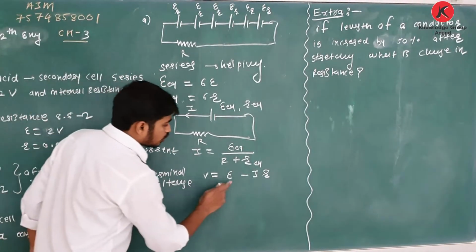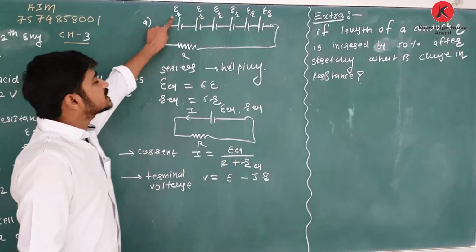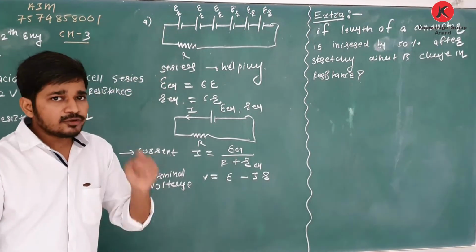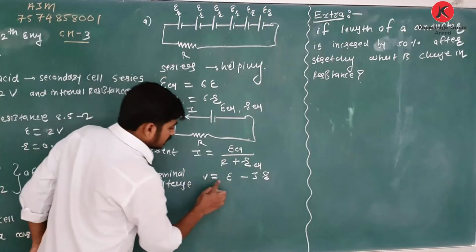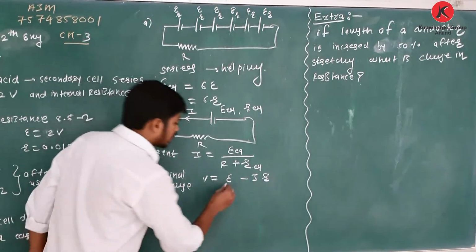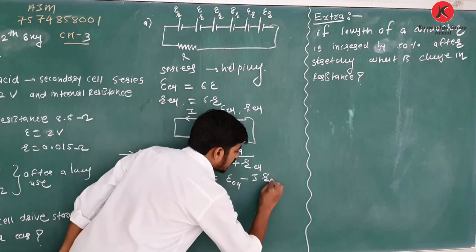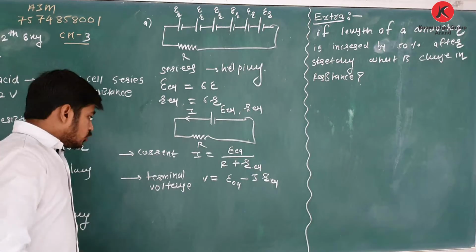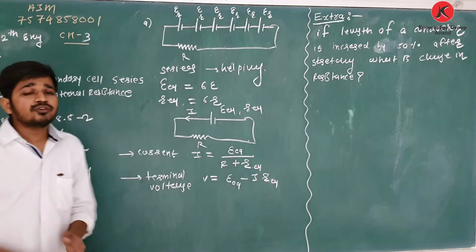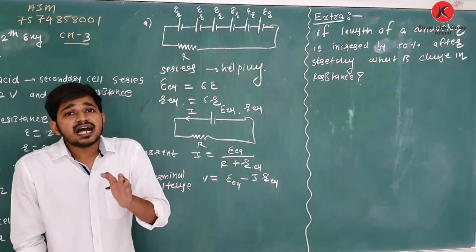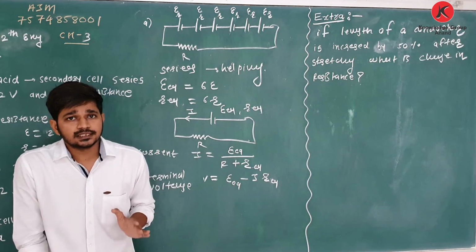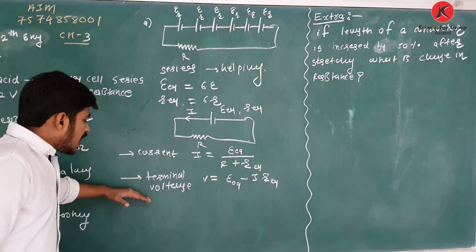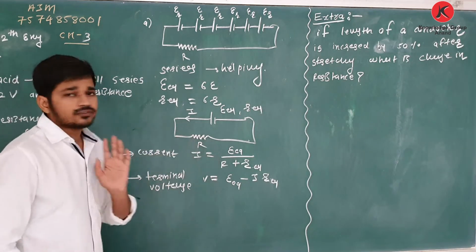V is equal to E minus IR because these cells are discharging through this resistance, and during the discharging process you can write V is equal to E equivalent minus I R equivalent. You can also find the terminal voltage with the equation V is equal to IR, where R is the external resistance. So that is how to find the current and the terminal voltage.